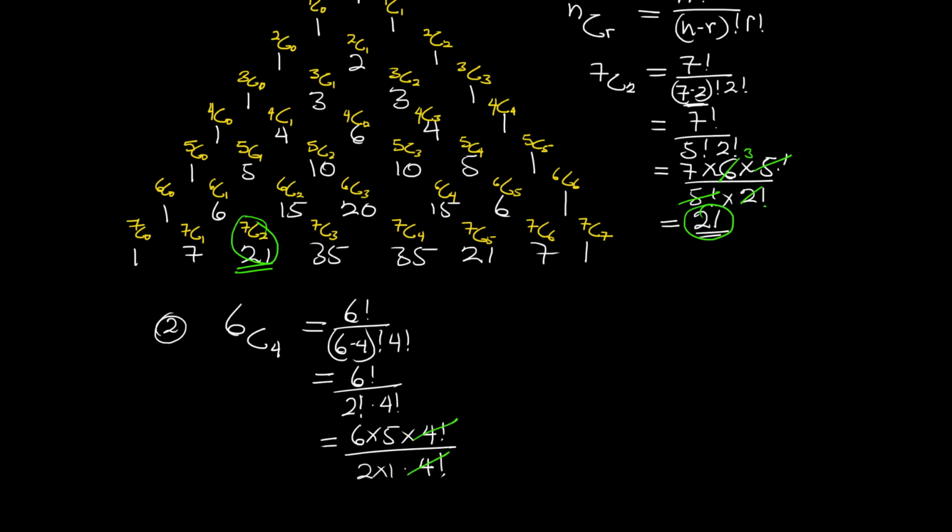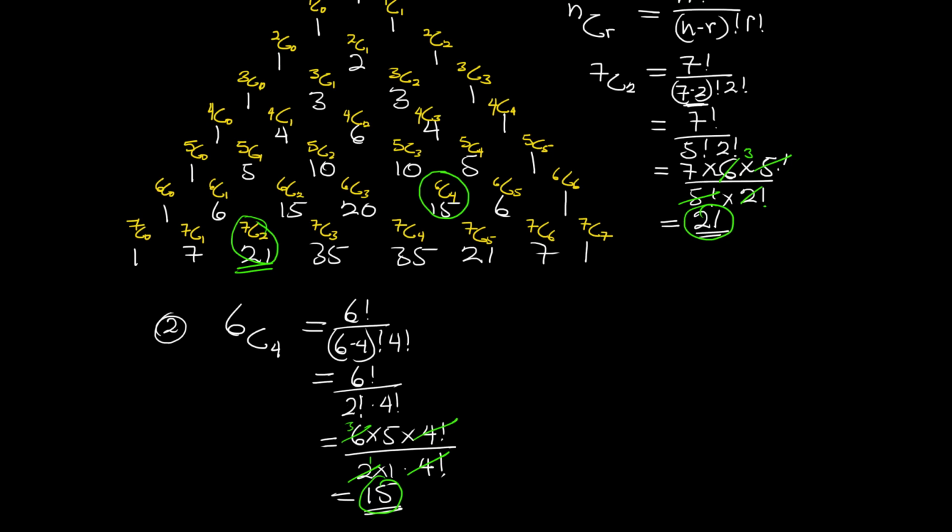This also crosses with that. 2 here, 1, and 2 here, we have 3. So we're going to get 3 times 5, which is 15. Now let's check what we have. This is 15, and this is 6 choose 4. Where do we find 6 combination 4? We find 6 combination 4 here, and that is also 15 as confirmed.